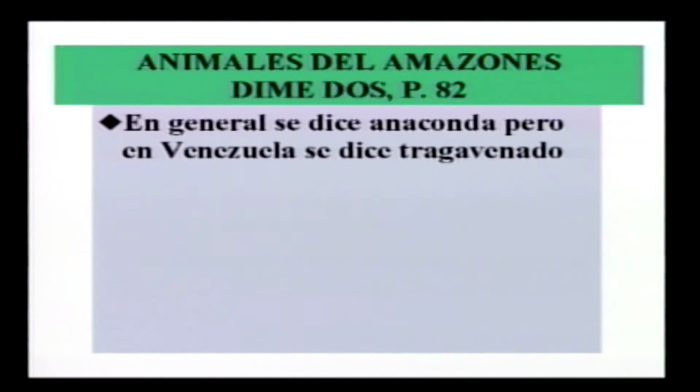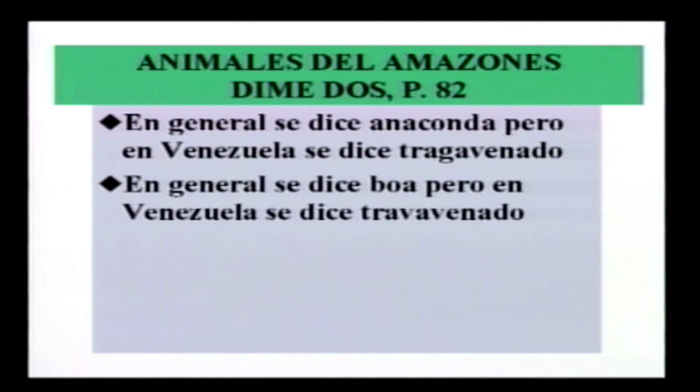So if you'll turn to page 82, do you see the animals there on the margin? I think what the heading is trying to tell you is that in Spanish countries you might generally say one thing, but in Venezuela you say something else. So let's take a look at the first one. En general se dice anaconda, pero en Venezuela se dice tragavenada, tragavenada.